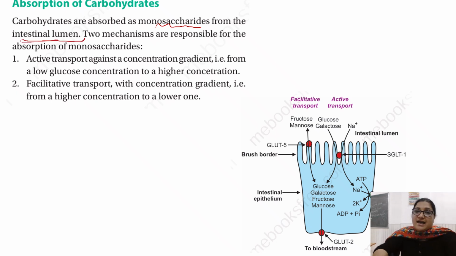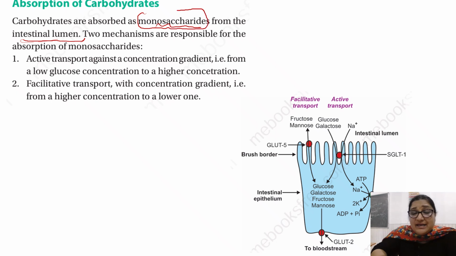intestine, and so far as we're concerned, there are two mechanisms by which the carbohydrates will be transported into the portal circulation. Okay, so first of all is the active transport. In the active transport, the carbohydrates, let's see, the monosaccharide.